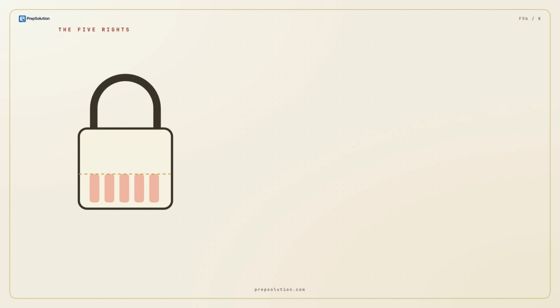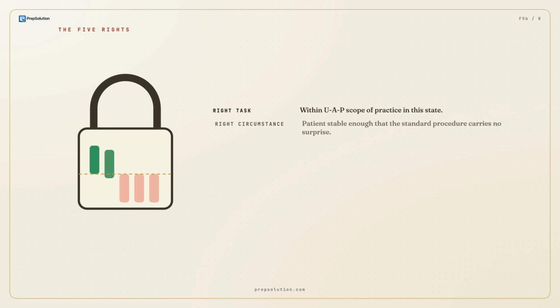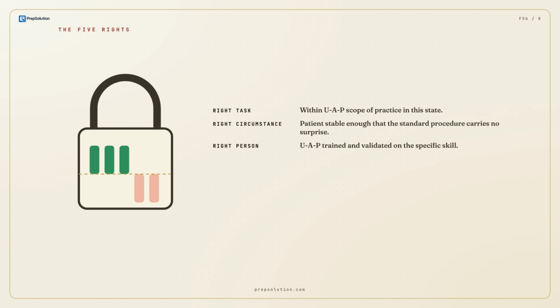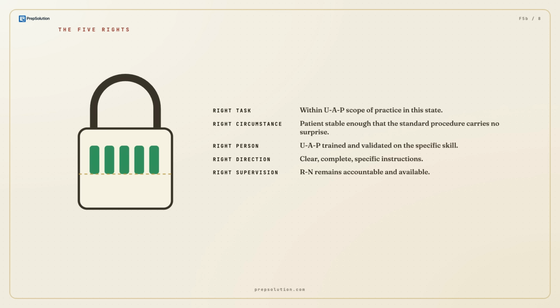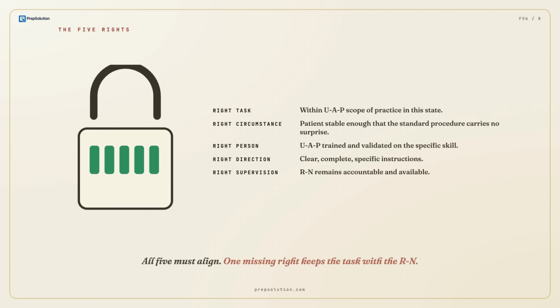The 5 rights of delegation. Right task, within UAP scope of practice in this state. Right circumstance, patient stable enough that the standard procedure carries no surprise. Right person, UAP trained and validated on the specific skill. Right direction, clear, complete, specific instructions. Right supervision. RN remains accountable and available. All 5 must hold. 1 missing right means the task stays with the RN.